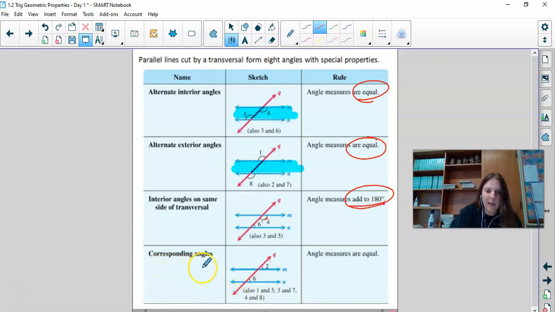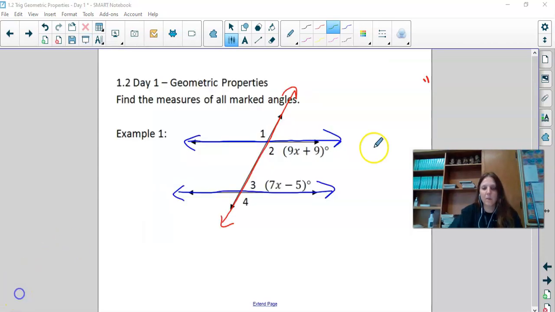And then the last type of angles that you may see are corresponding. Corresponding are angles that sit in the same position. And when they sit in the same position, they are congruent or equal. So 2 and 6, this angle here, this angle there, and so on. So there's lots of different angle relationships that you're going to be looking at. So pause the video if needed and copy this picture into your notes.